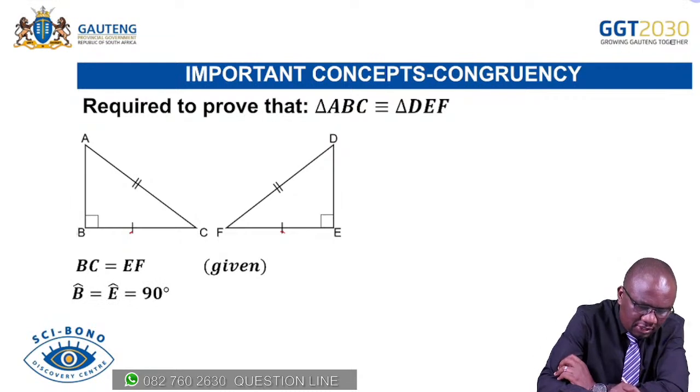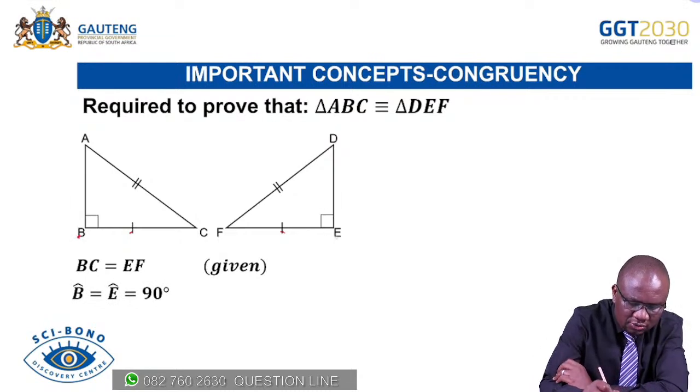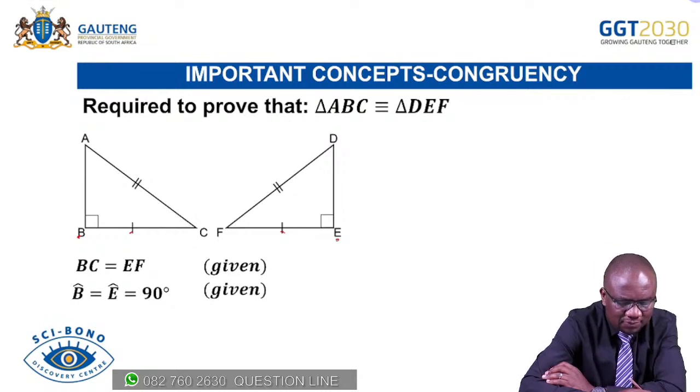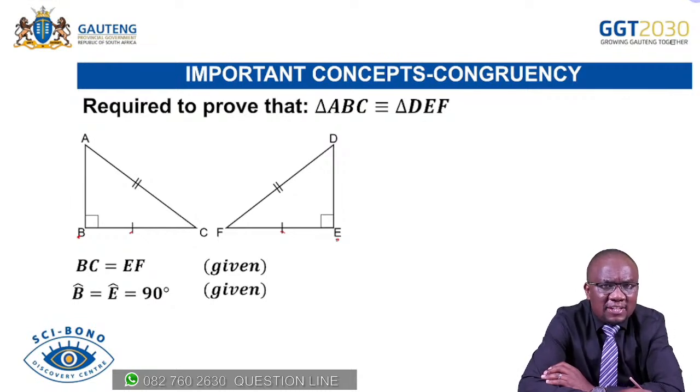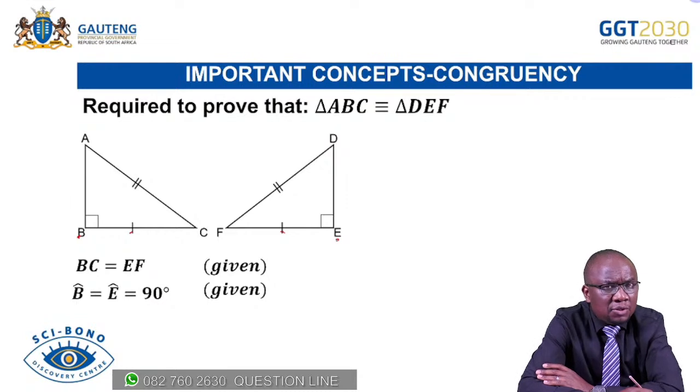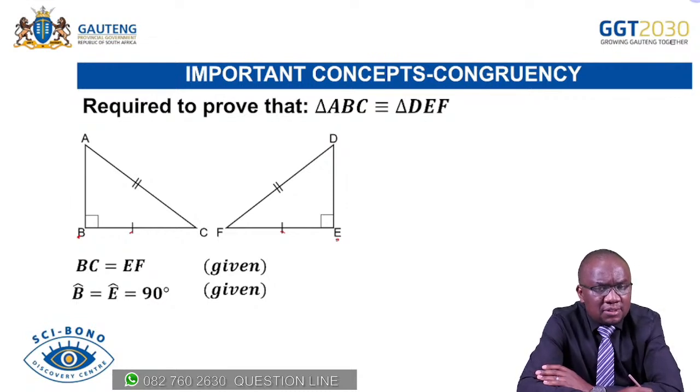What else? Angle B, which is this one here, is equal to angle E, and both of them are equal to 90 degrees. It's a right angle. Do you see that? So these 2 angles are equal. Then what else? We're given AC. What is AC? AC and DF have a special name. What do we call them? We call them a hypotenuse.